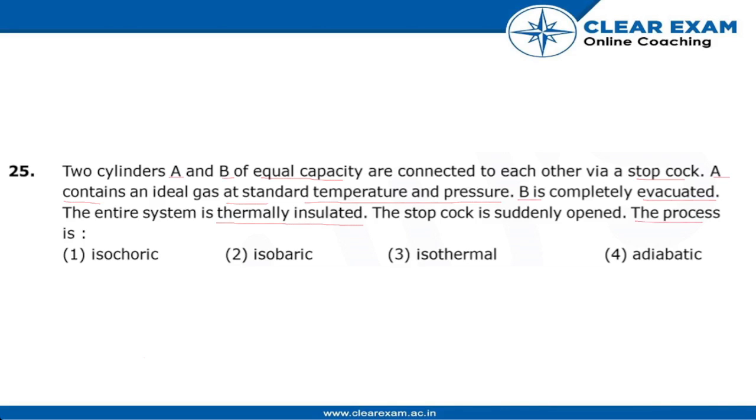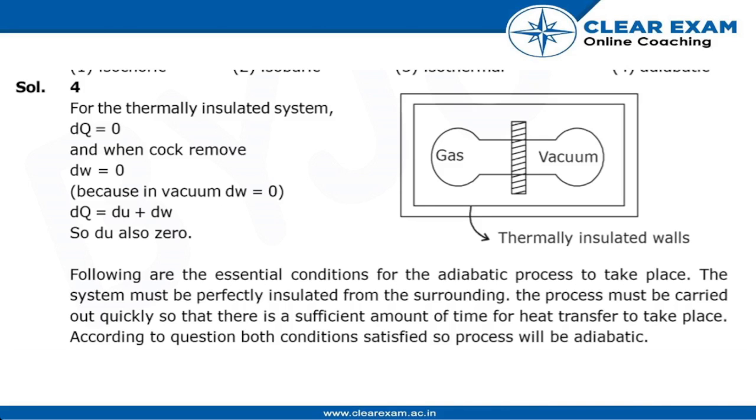We have to find whether the process is isochoric, isobaric, isothermal, or adiabatic. The system is thermally insulated, so dq, the heat given to the system, is equal to 0.